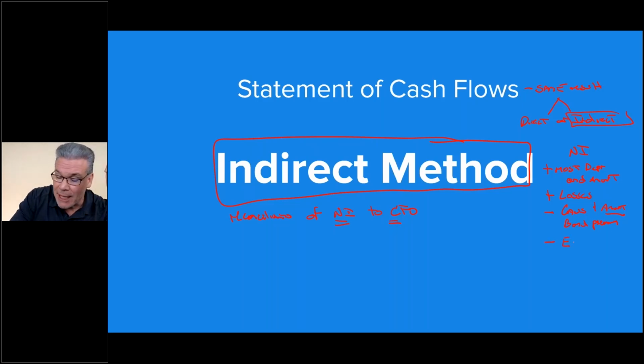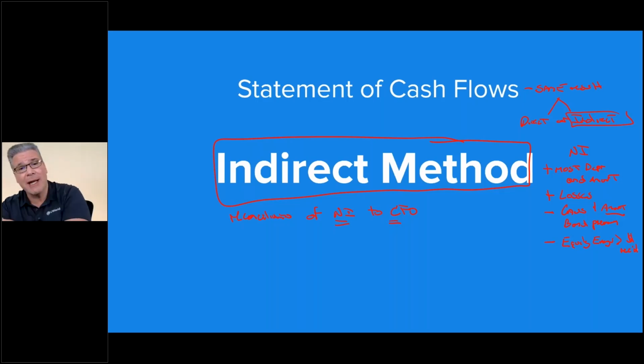Equity earnings in excess of cash received. Any equity earnings from an equity affiliate greater than the cash received make your net income go up, but you don't have the cash. So any equity earnings in excess of cash received.